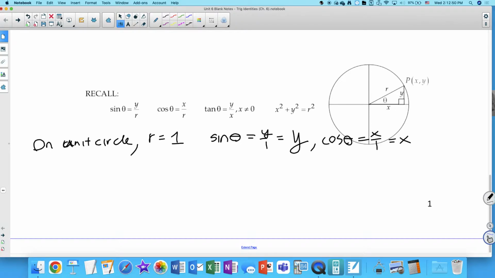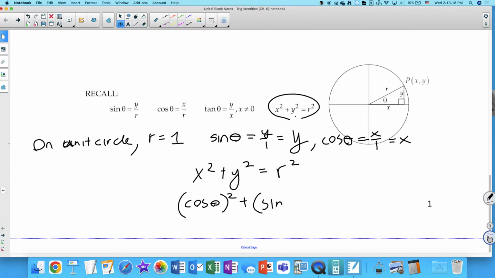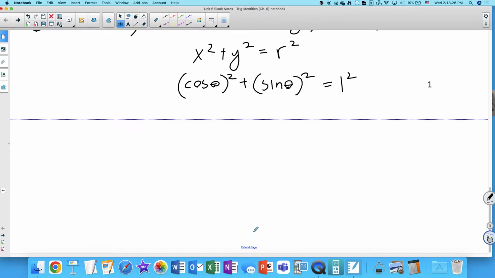But if we think about this relationship over here, x squared plus y squared equals r squared, and replace the x and the y with cos theta for the x and sine theta for the y, and we know the radius is 1, what we will get is that x squared is cos theta squared, y squared is sine theta squared, and r squared is 1 squared. And this identity, when simplified, is called the Pythagorean identity.